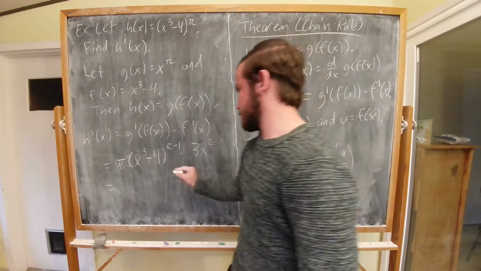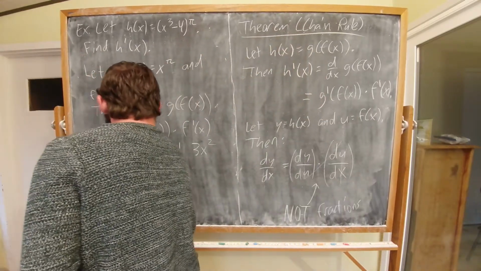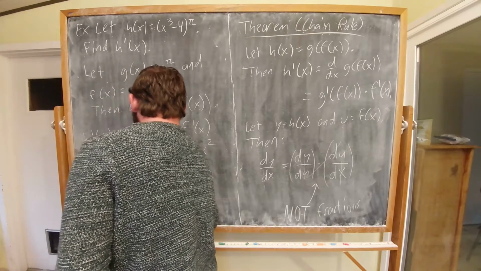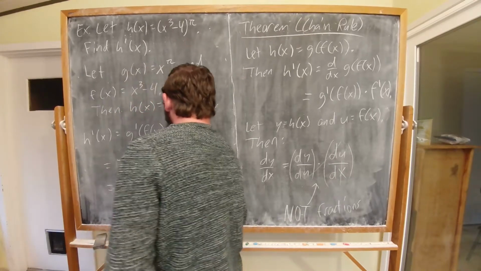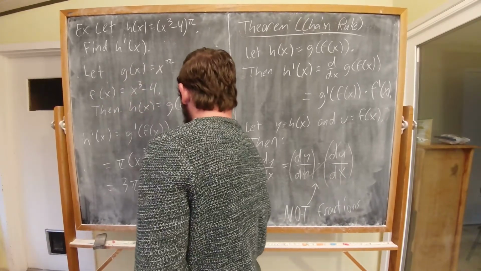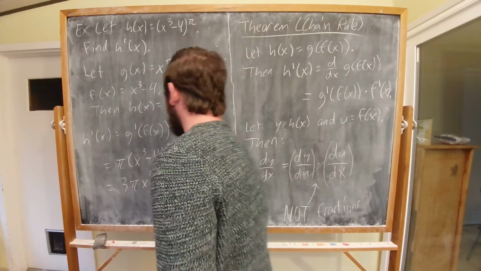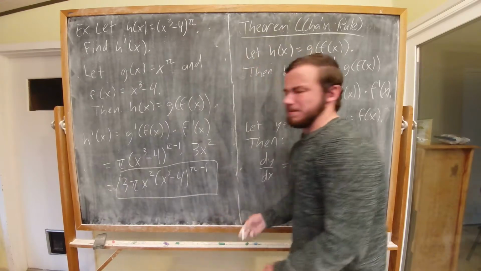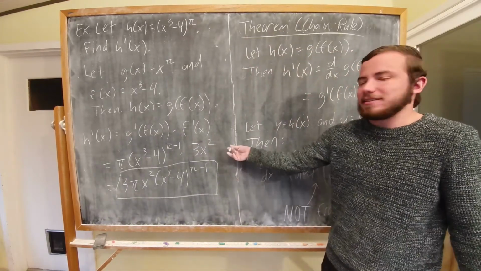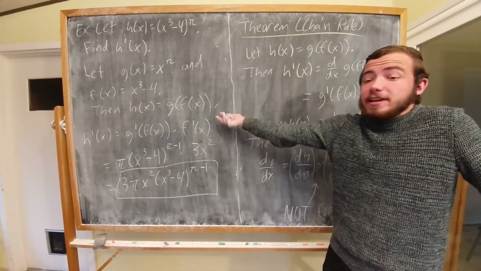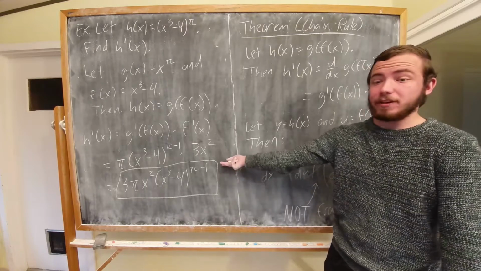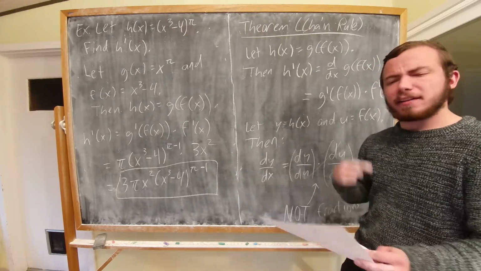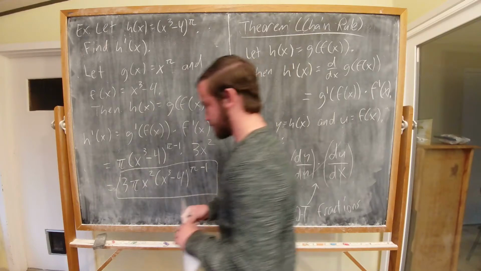So now, just doing some algebra to simplify, this gives us 3 pi x squared times x cubed minus 4 to the pi minus 1. Kind of a nasty formula, but not really that bad. Especially because you can't do it any other way. So I think that we've gotten out pretty lucky for ourselves. Let's do another couple examples.